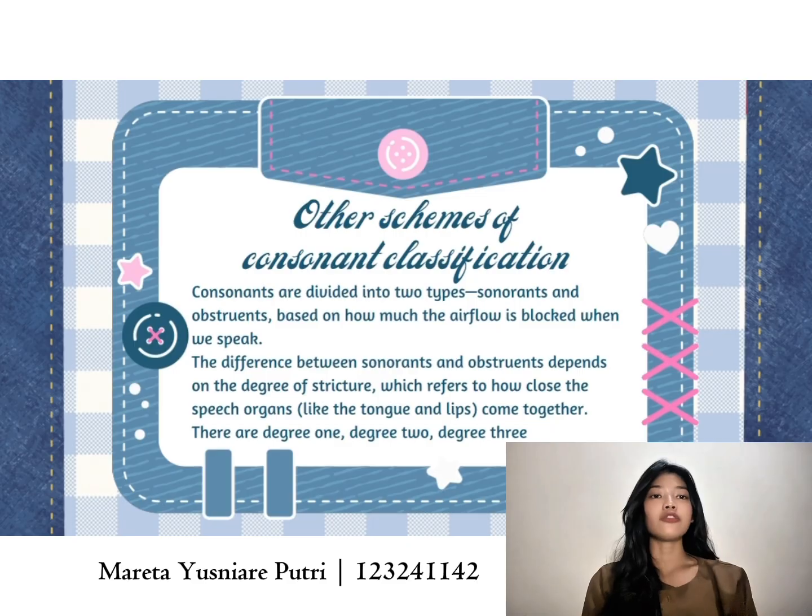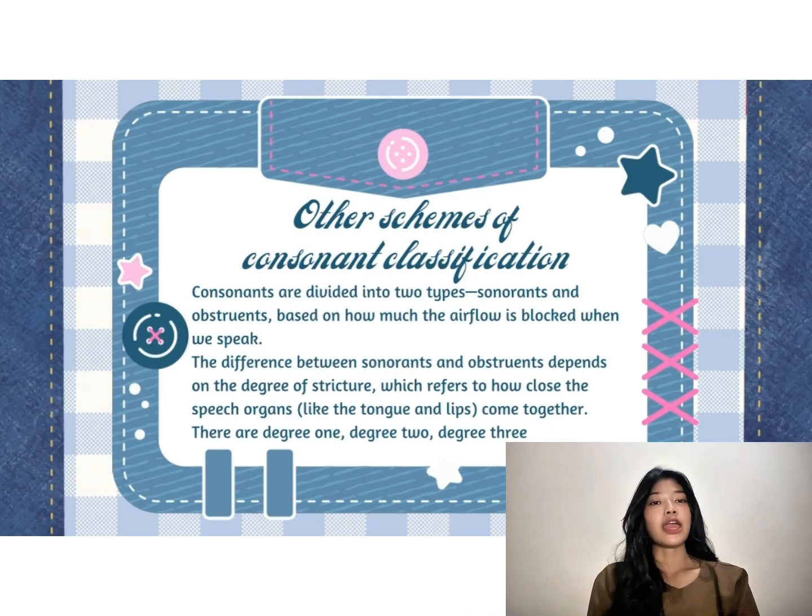Other schemes of consonant classification. Okay, I'm going to talk about another way to classify consonants by dividing them into sonorants and obstruents. This classification is based on how much the airflow is blocked when we speak.